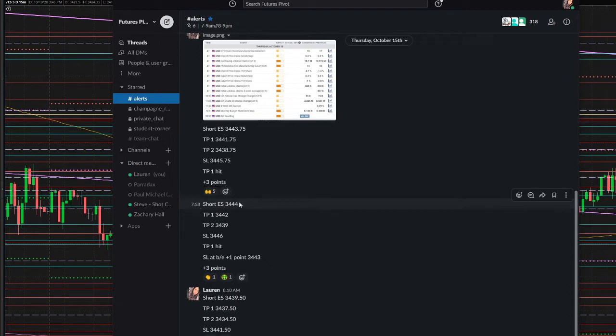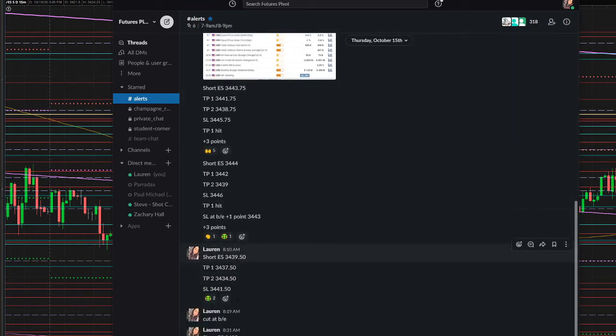At 7:58, I took my next trade, short ES at 34.44. This is my TP1, TP2, and my stop loss. TP1 was hit at 8:01, so 2 minutes later. And then I noted that I had my stop loss at my break-even price plus 1 point. And then I got out with 3 points. So right here by 8 a.m., 8 minutes after we started, I was already up $300 from these 2 trades. $150 right here and $150 right here. If you're trading micros, then it would be $15 because it's $5 a point. So $15 per micro that you have in that trade.